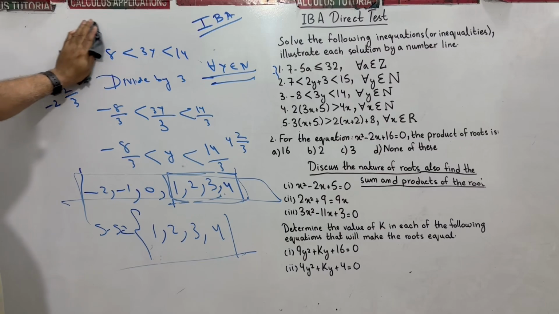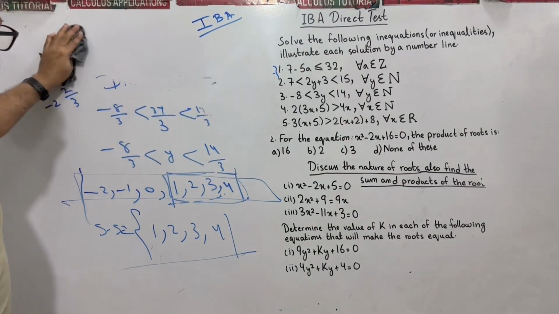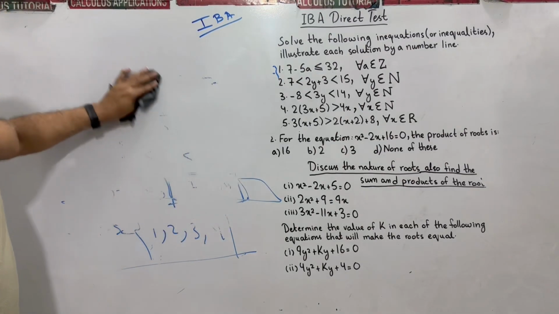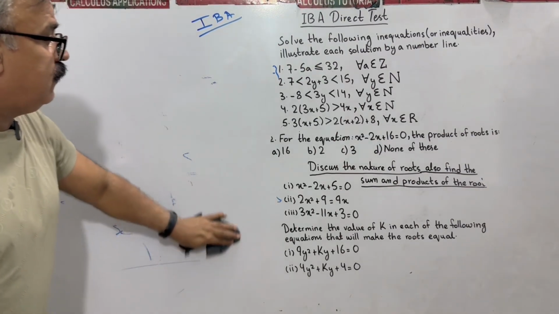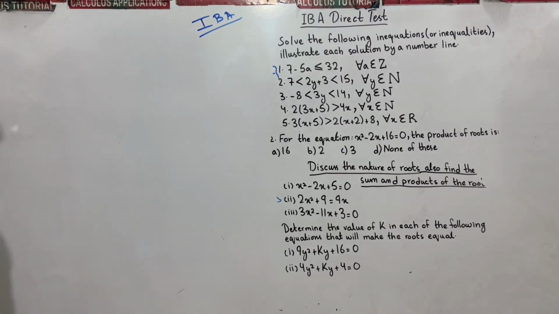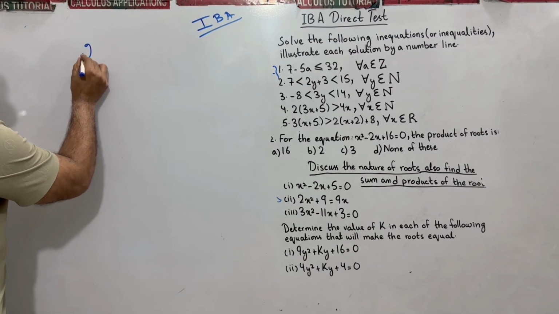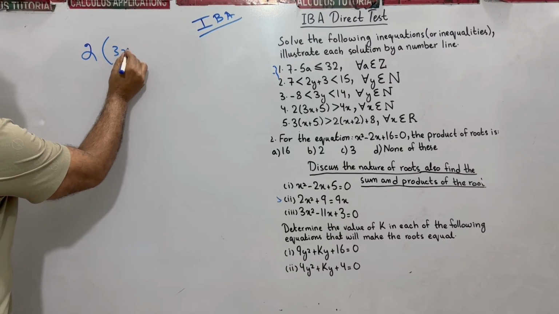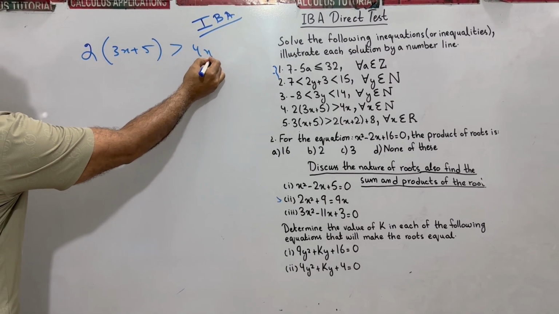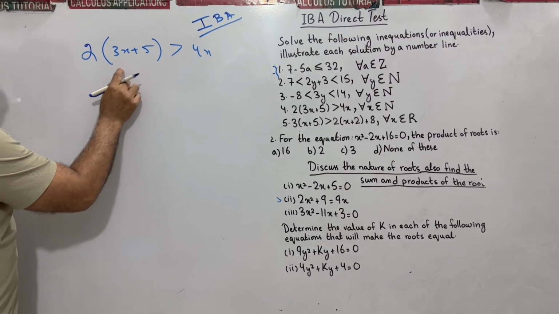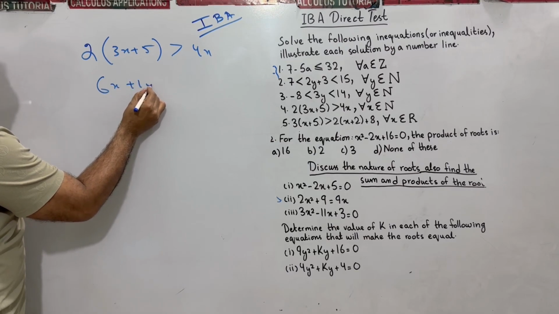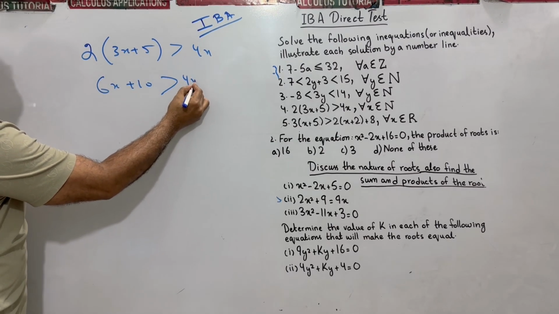Moving towards question number 4. Our question reads as 2 times (3x plus 5) is greater than 4x, where x belongs to natural numbers. Just simply multiply, solve like an equation. 2 times 3x is 6x, 2 times 5 is 10, greater than 4x.